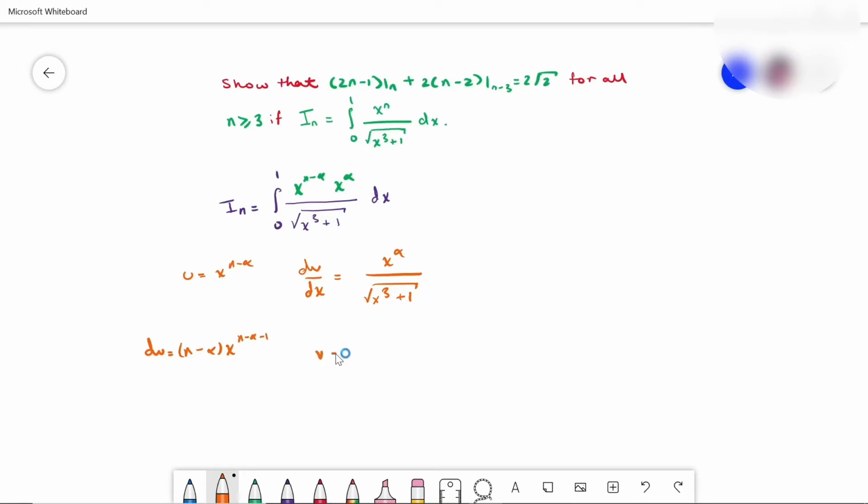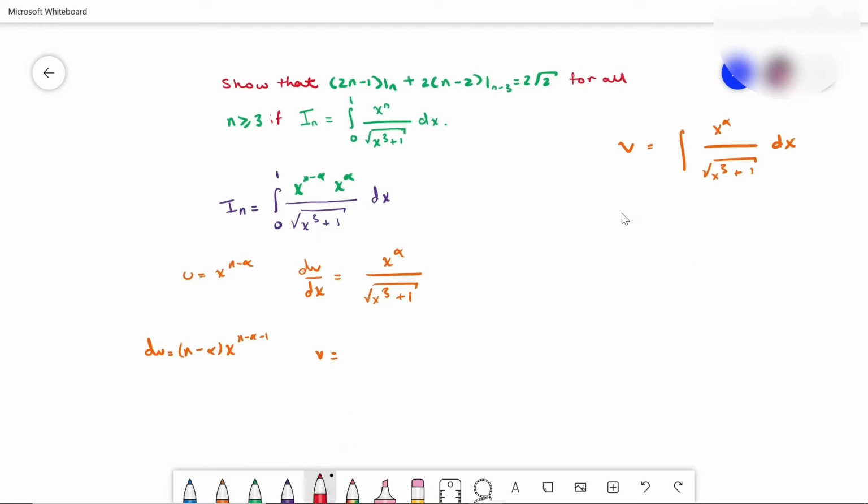And v is slightly more challenging. To solve this differential equation, we just have to integrate both sides with respect to x. And we end up with something that looks like this. And obviously the dx's here cancel out, and the integral of dv is just v. And boom, we have our formula for v. Now we have to evaluate this integral.